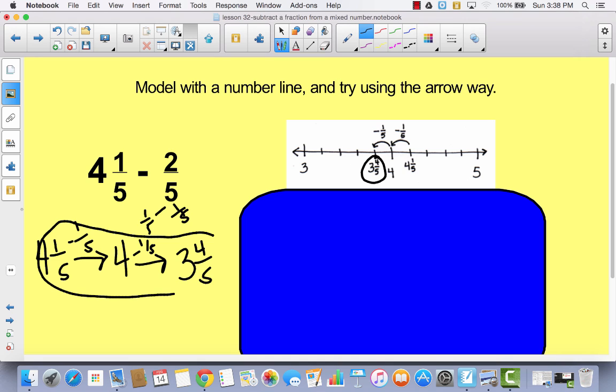And even though I think that this can be much faster, you have to be able to understand these concepts of these fractions to be able to do it. So you've got to think to yourself, which one of these makes the most sense to you? Do I understand this number line? Am I capable of drawing this number line? Or do I understand the arrow way? That's going to be a question that only you can answer.